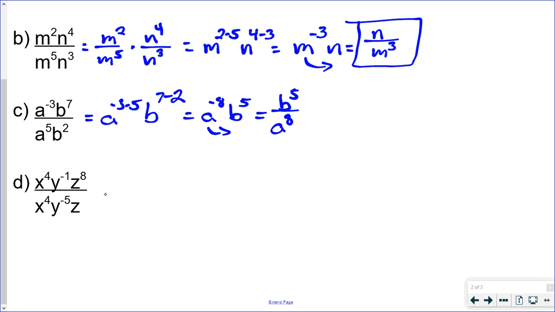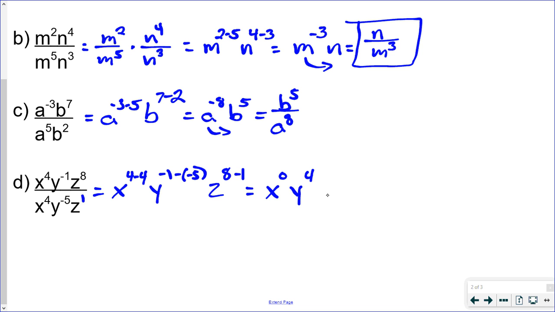x to the 4th over x to the 4th. So that's 4 minus 4. The y's, I have negative 1 minus negative 5. And the z's, I have 8 minus 1. Remember, there's a 1 here that's not written. All right, so 4 minus 4, let me just go ahead and write this out. So that would be x to the 0th power, y to the 4th power, and z to the 7th power.